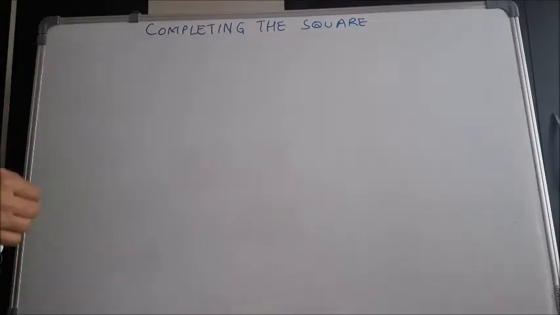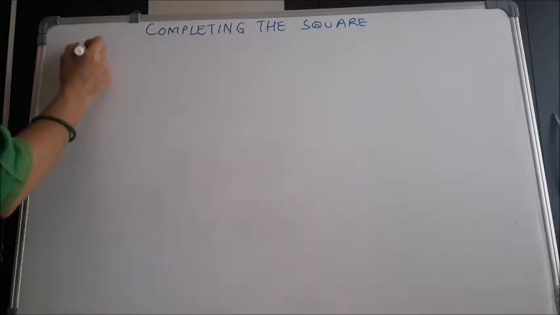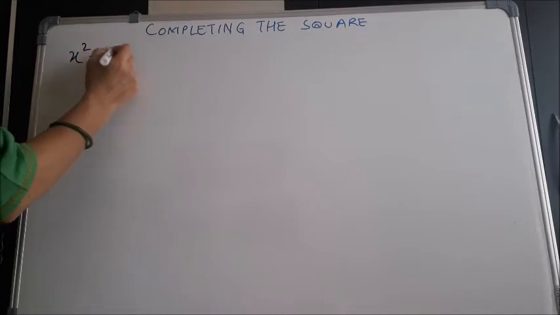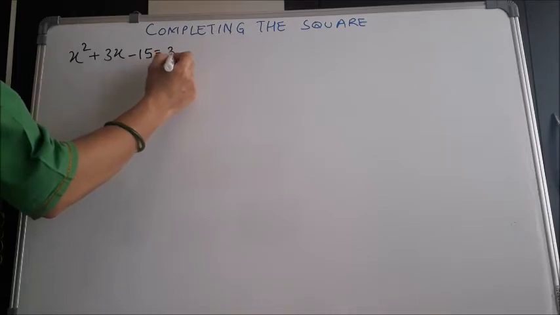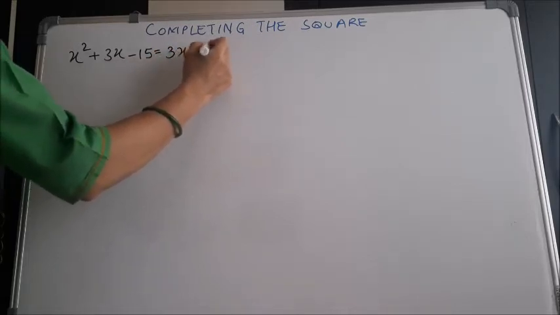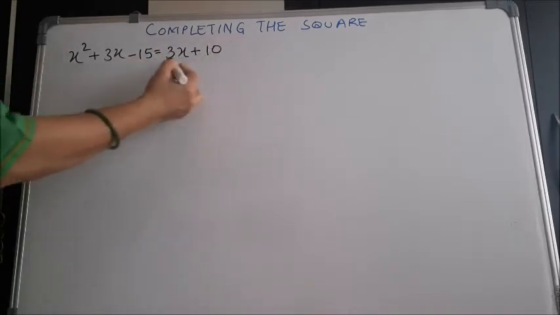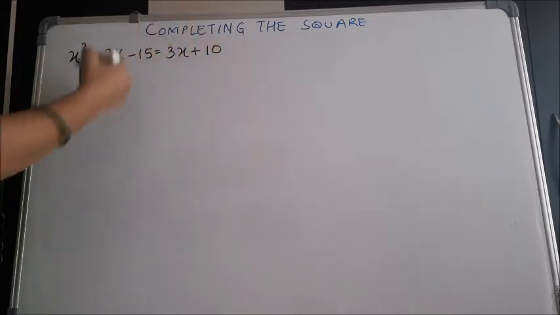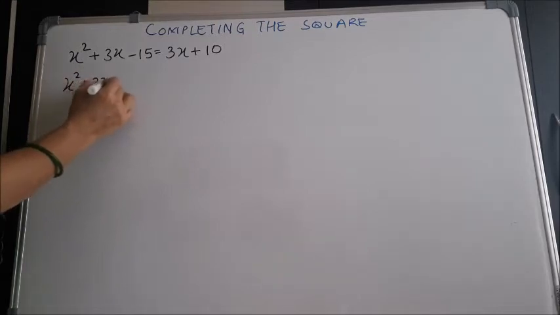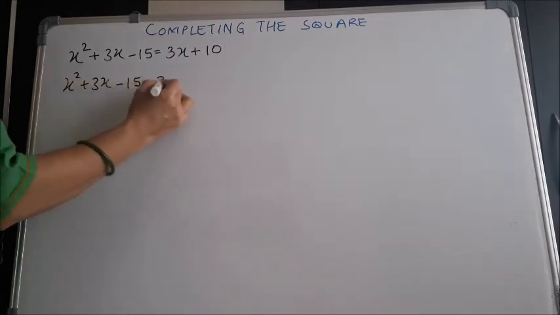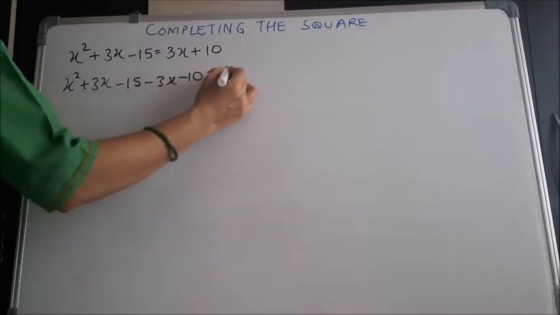In this video, we will learn how to solve quadratic equations by the method of completing the square. Let's take an example. Suppose we have to solve x square plus 3x minus 15 is equal to 3x plus 10. Now bringing the two terms on the RHS to the LHS, we get x square plus 3x minus 15 minus 3x minus 10 equal to 0.